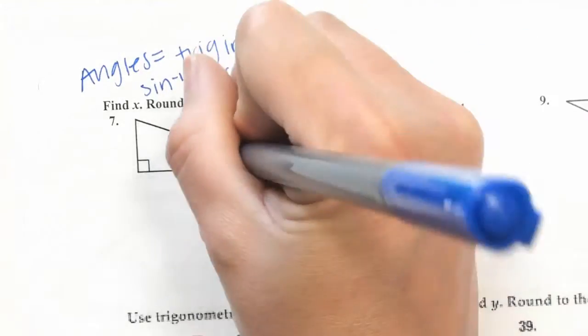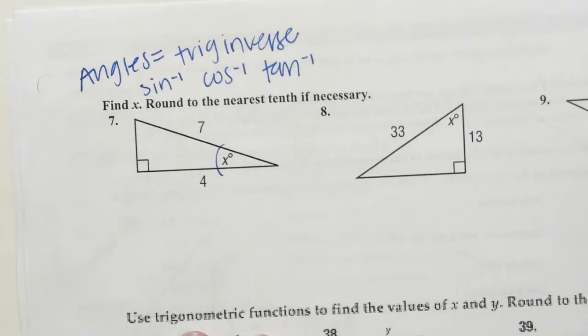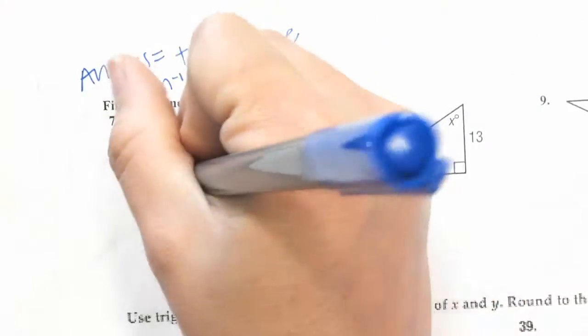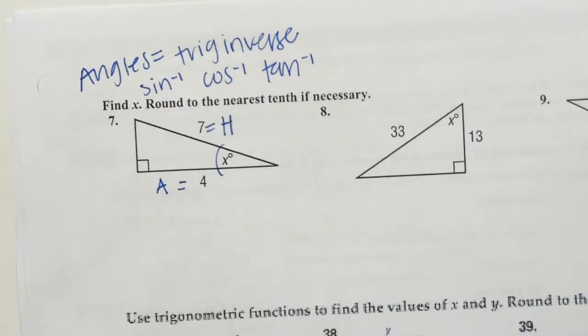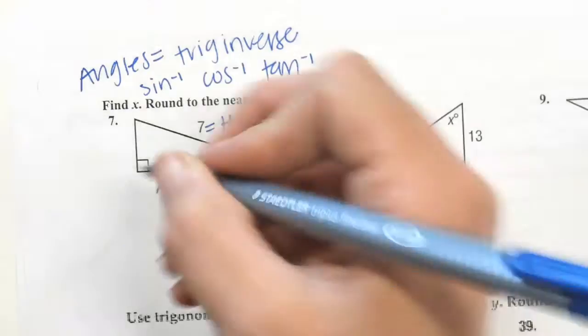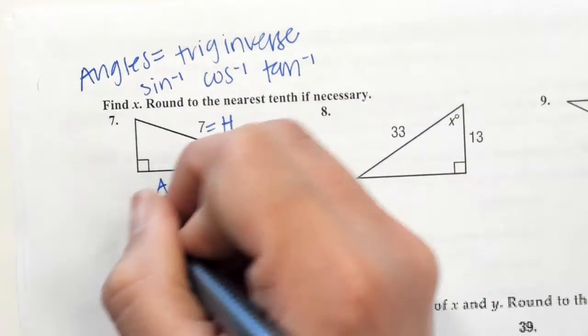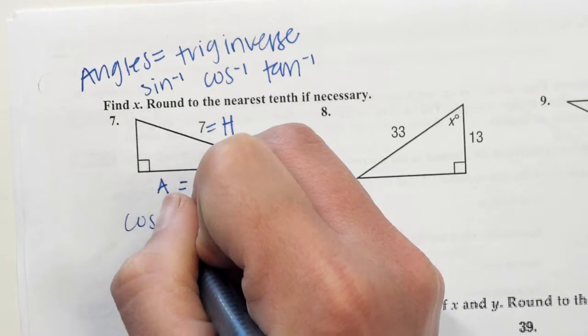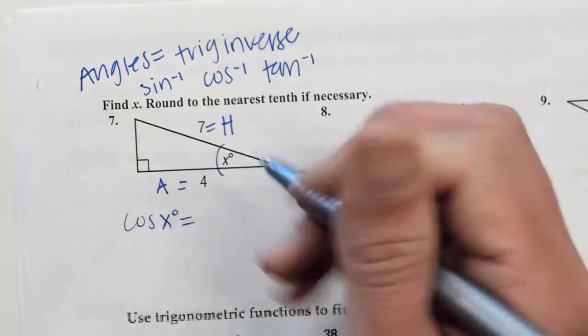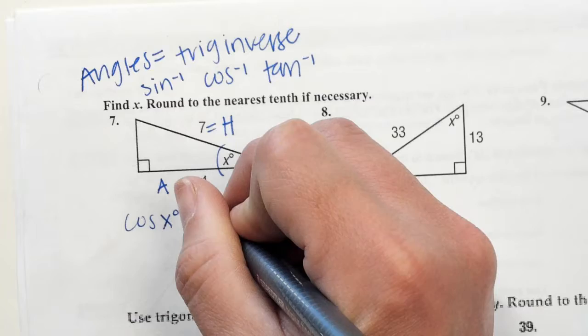Alright, we obviously know this is what we're solving for. What is 4 compared to this angle? And what is 7? Very good. So what trig function? Very good. So tell me how to set this up. Good. We'll just put x degrees right now. Equals what over what?